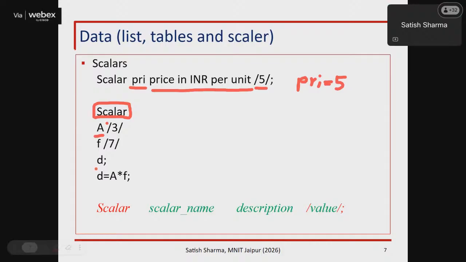So it means A equals 3, then F equals 7. Then I defined some D with the semicolon, and I did not provide any value here. So what I can do is assign or calculate the value of D equals, let's say, A into F. So I can also define scalars like this.